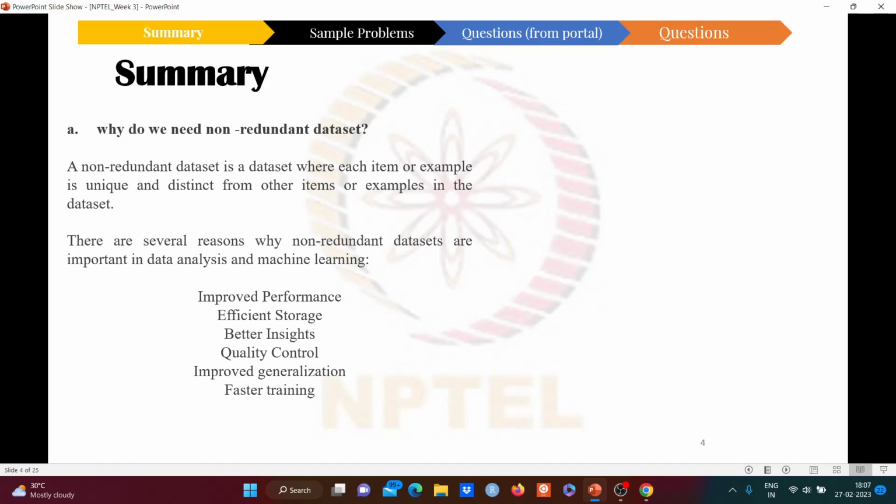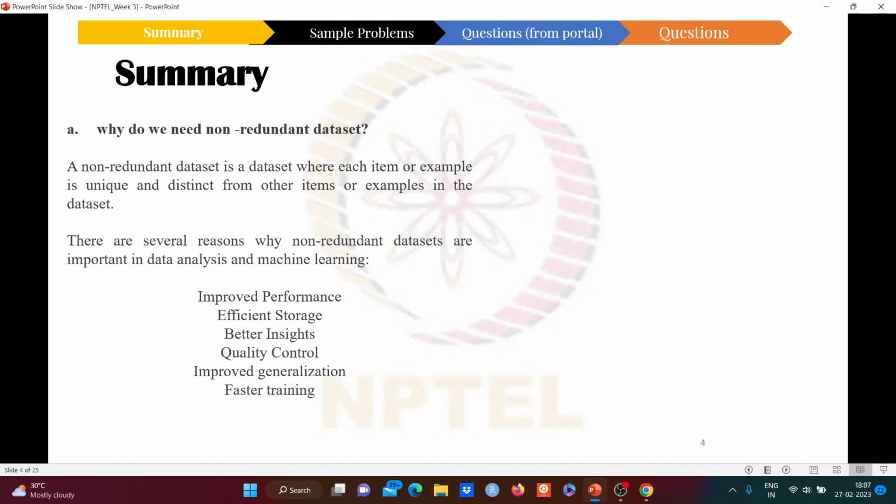Next thing is improved generalization. Models trained on non-redundant data are less likely to memorize the patterns or features that are unique to the training set and can better capture the underlying patterns and relationships in the data. Also, using non-redundant data, we have chances of faster training of machine learning models and others.